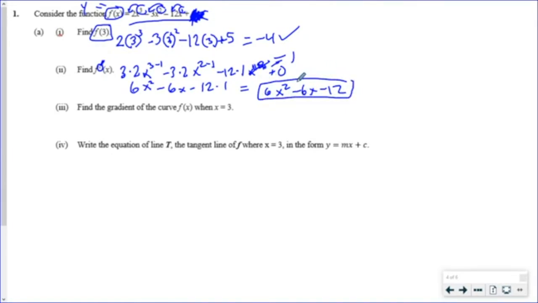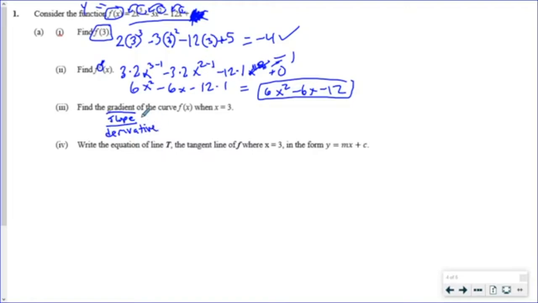Okay, so now, again, this is the part everyone gets confused about, but it is so easy. The gradient. What's another word for gradient? Slope. When we're talking about these two things, gradient and slope, we're also talking about the derivative.